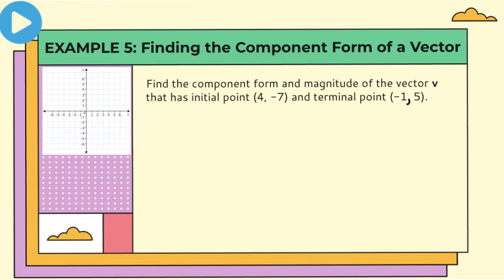Now I know my initial point is 4, -7, so I'm going to call that P. 4, -7. And then my terminal point is -1, 5. So I'm going to call that Q. And then we're going to graph these.